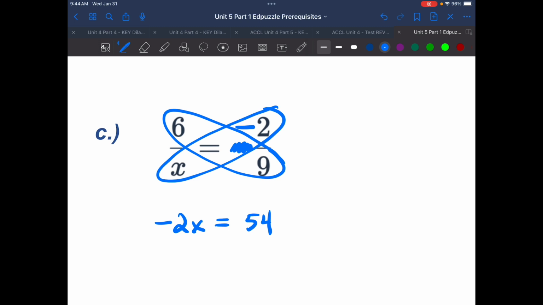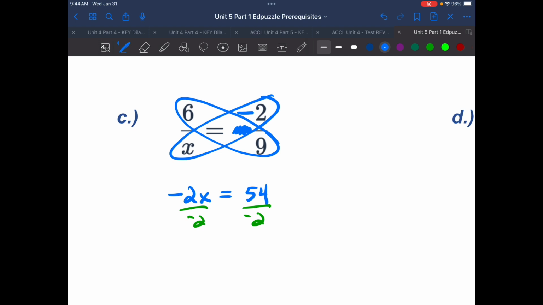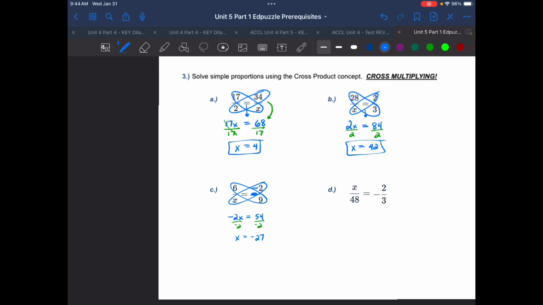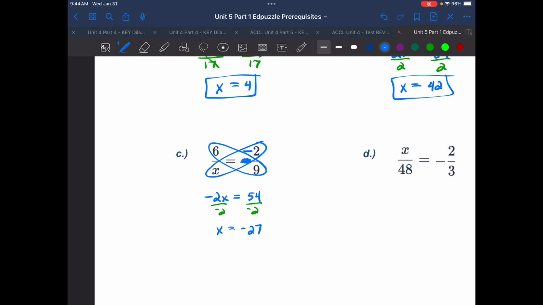Okay, if you cross-multiply, we get negative 2x equals 54. Now we're going to divide both sides by negative 2, and that's going to give us our solution, which is x equals negative 27. Now I want to do something here that we haven't done yet. I want to check my solution. I think that's really important, okay? Check your answers when you're finished.